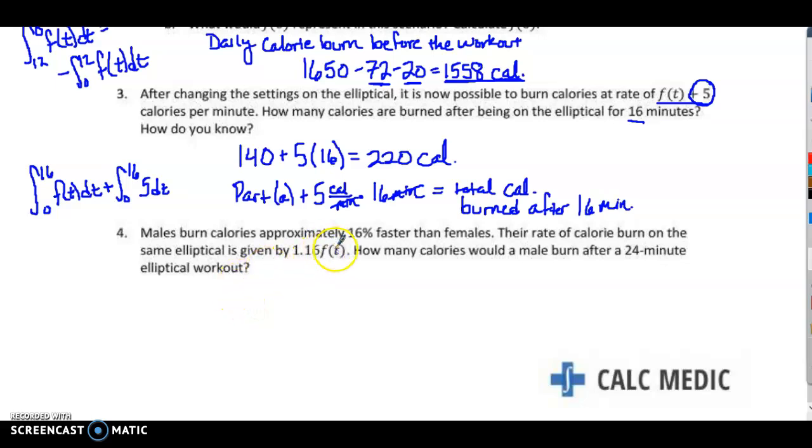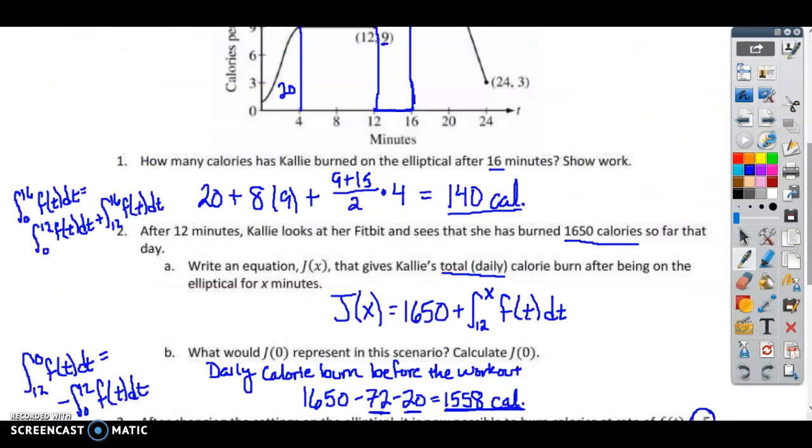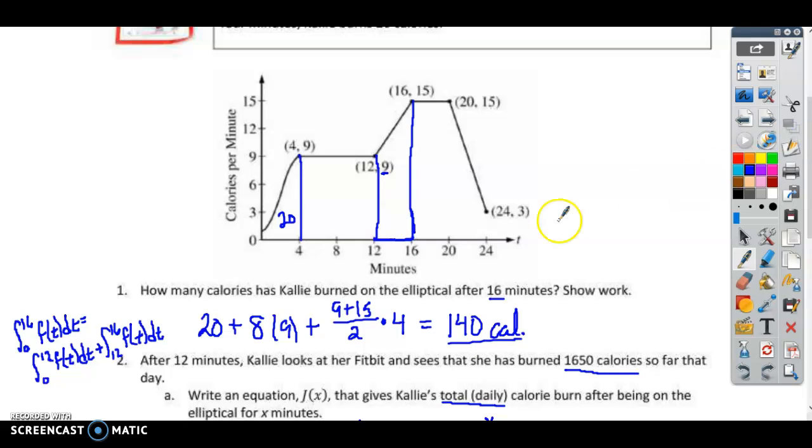Now, males burn calories approximately 16% faster than females. Their rate of calorie burn on the same elliptical is given by 1.16 times f of t. How many calories will a male burn after a 24-minute elliptical workout? Well, let's think about what's going on there. Males are burning calories 16% faster, so multiplying by 1.16 times the value we had earlier, 140, now plus some new values. So let's go back up to our graph, because we're going all the way to 24 minutes now.